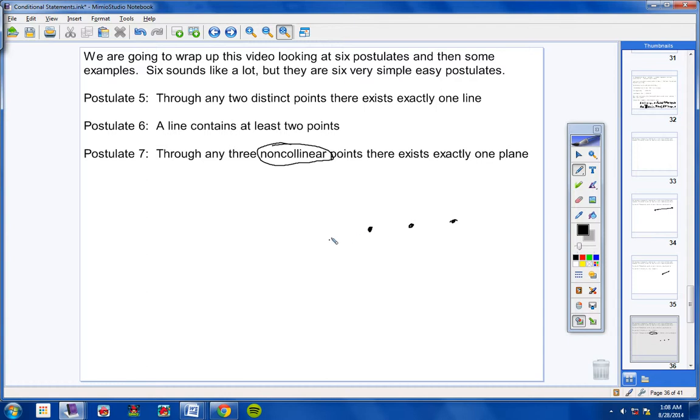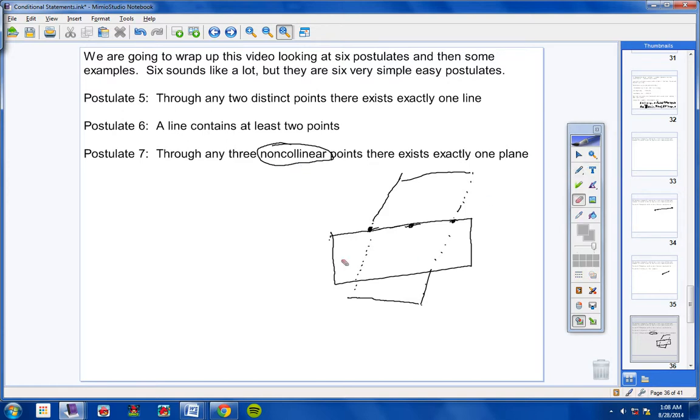You could have a plane that intersects those there, and I have no drawing skills. You could have another plane that comes down and intersects, and I can hear you all laughing right now. I just have no drawing skills whatsoever. But you could have another plane that intersects, and that's why this word here, non-collinear, is so important, okay?